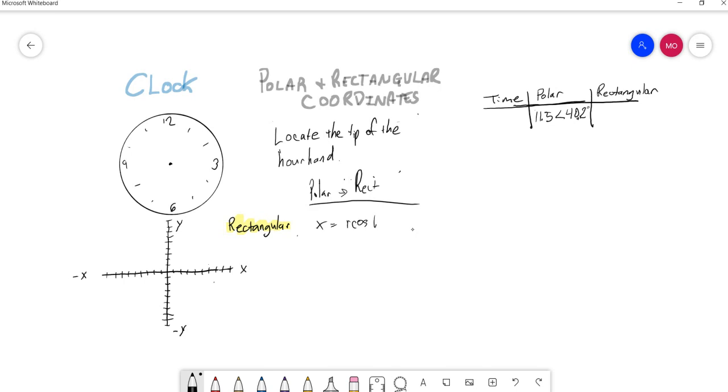Now, how do we do that? Rectangular format, you have x is equal to r cosine theta. And if you don't know what x is, we're going to have a format of x plus jy, and that's going to be our rectangular coordinate format. And so we have x equals r cosine theta equals 11.5 cosine 40.2 degrees. Then we have y, which is equal to r sine theta, and that's equal to 11.5 sine 40.2 degrees.